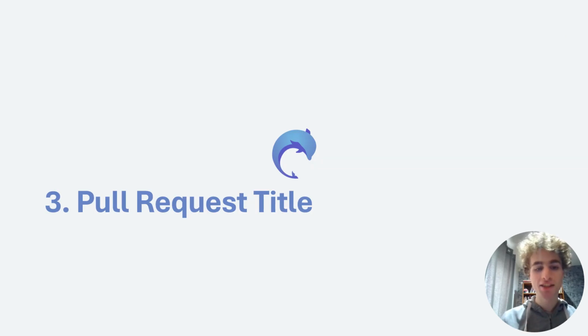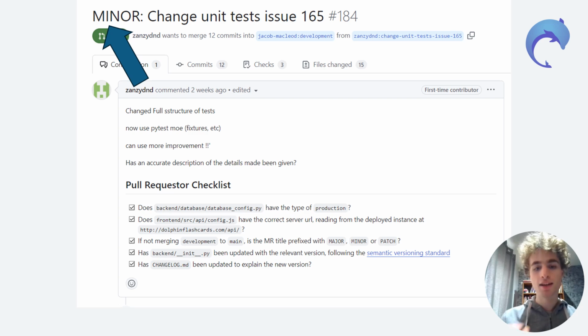Then the next step is to set the pull request title. So for example, looking at this pull request, you need to either add major or minor or patch at the start, depending on whether you've done a major change, a minor change, or a patch change.